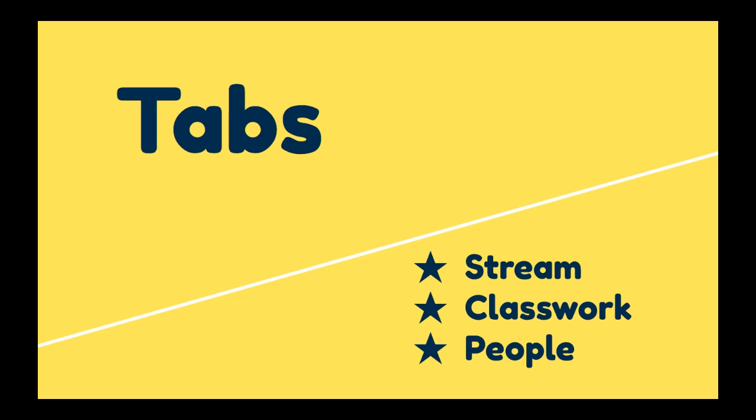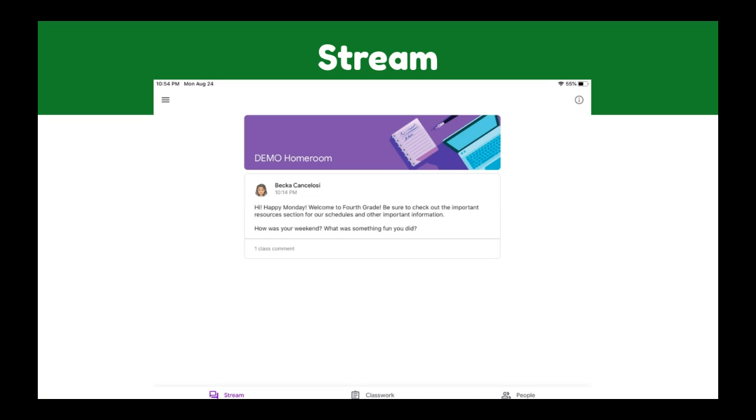The next thing we're going to talk about is tabs. There are 3 tabs on Google Classroom. There's the Stream tab, the Classwork tab, and the People tab. The first tab is the Stream. This is where you'll see the banner for the classroom, and your teacher will post some announcements. In this case, I said, "Hi, happy Monday, welcome to 4th grade," and the students can comment on that. Sometimes the students can't comment on the stream because it does get a little bit cluttered. It's often also a place where teachers will post announcements like the Zoom link for the day or a schedule or another important update.